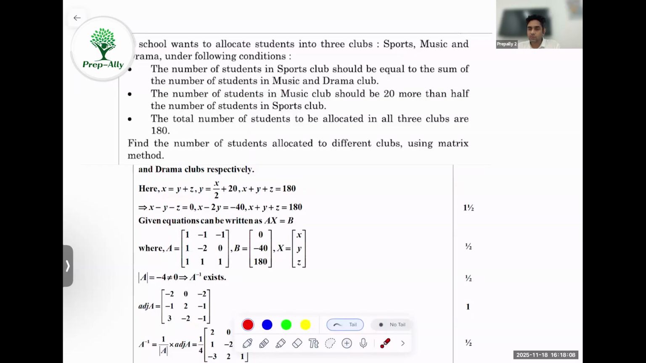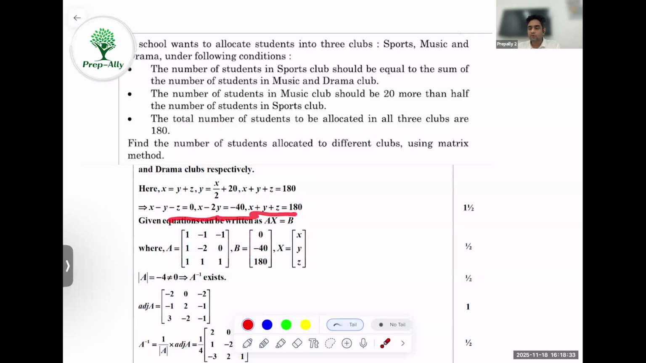Now this is the solution given, but forming this equation itself earns you some marks. Second, the number of students in the music club should be 20 more than half of the number of students in the sports club. So y equal to x by 2 plus 20, the second equation. The total number of students allocated in all 3 clubs is 120. So x plus y plus z is 120. That is the third equation. So we will have these 3 equations.